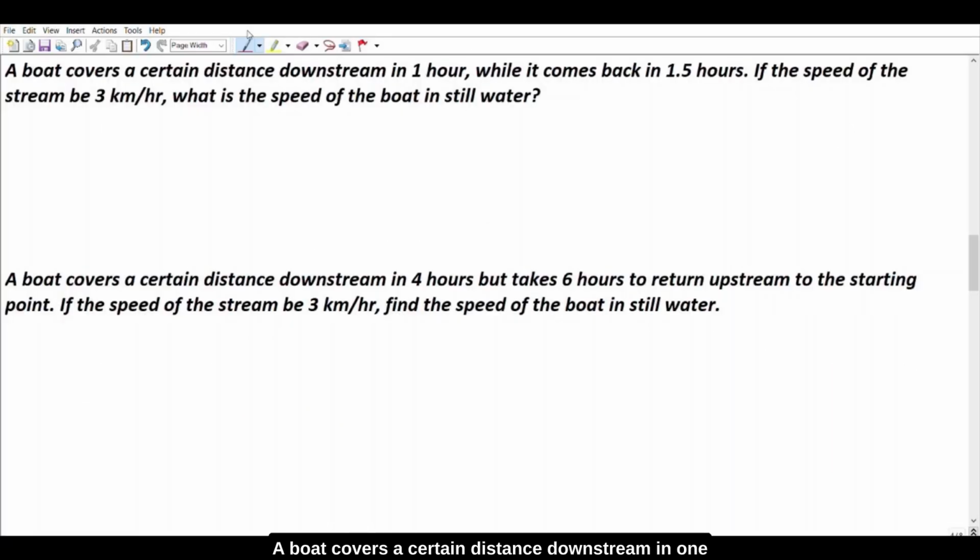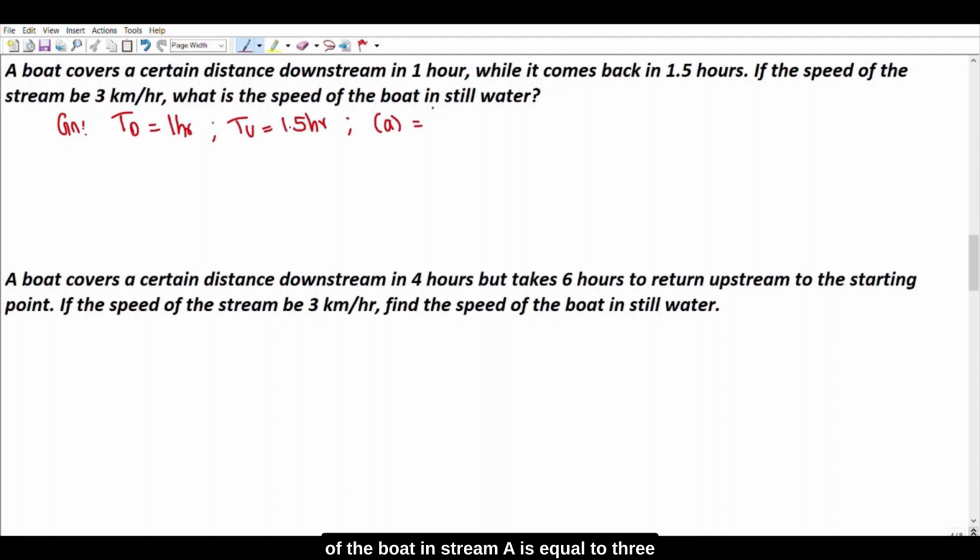A boat covers a certain distance downstream in 1 hour while it comes back in 1.5 hours. If the speed of the stream is 3 km per hour, then what is the speed of the boat in still water? We can understand from the question that Td is equal to 1 hour, TU is equal to 1.5 hours, and the speed of the stream A is equal to 3 km per hour. We need to identify the speed of the boat in still water.